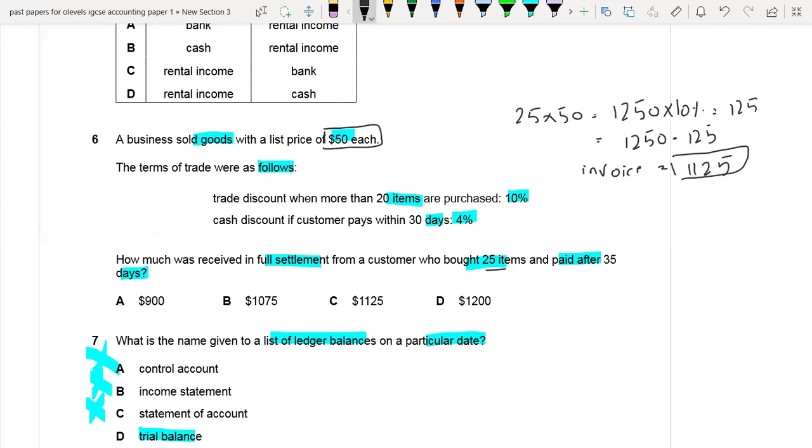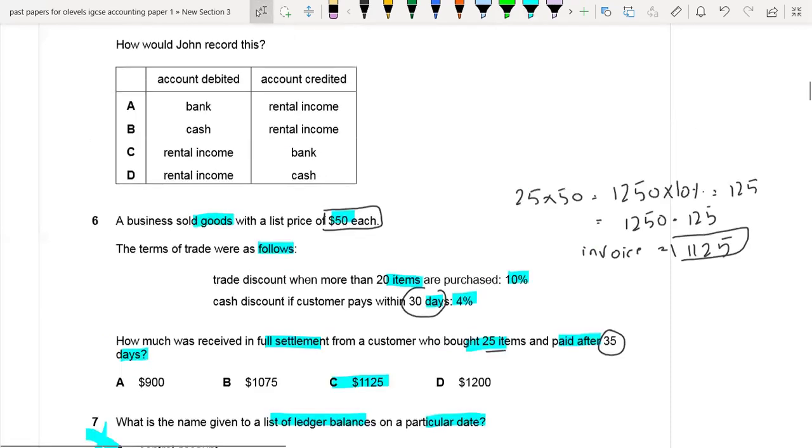So as you can see, this person paid after 35 days, not within 30 days. So it means that person would not get the 4% discount. He was only eligible for the trade discount, which is 1125. So C is the right option.